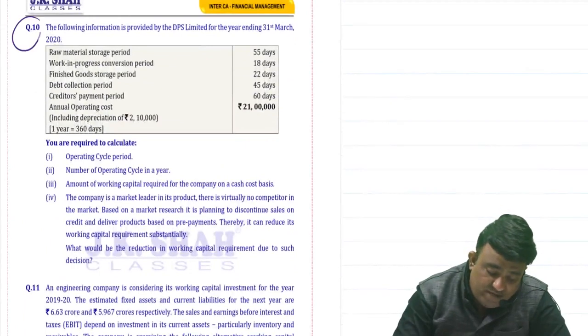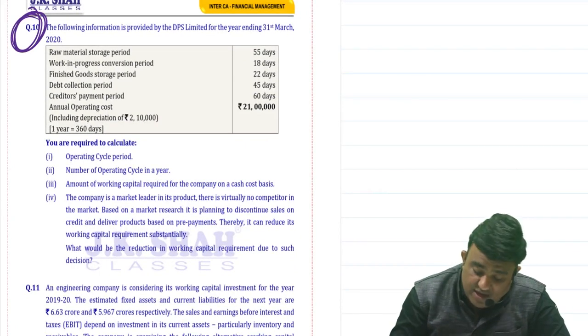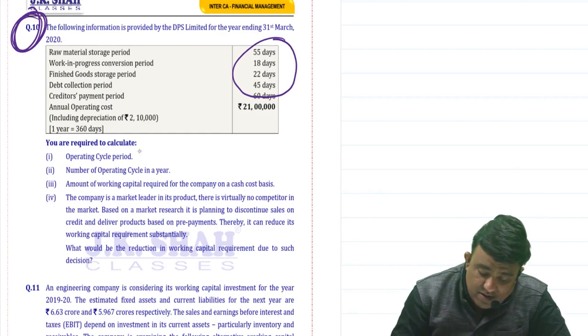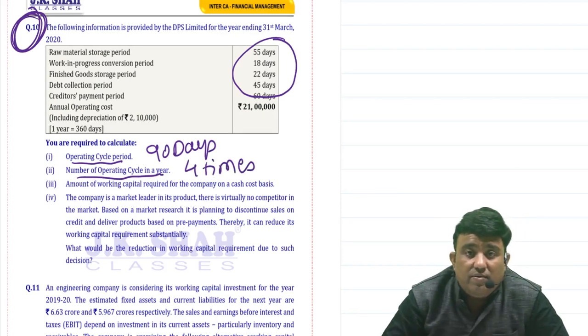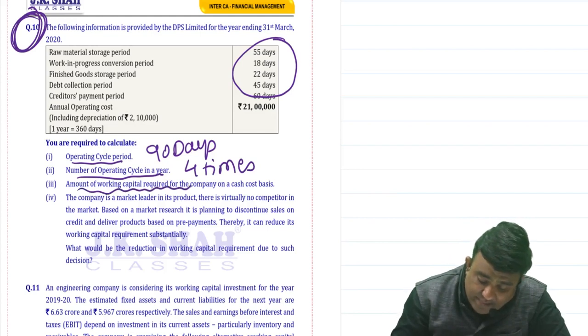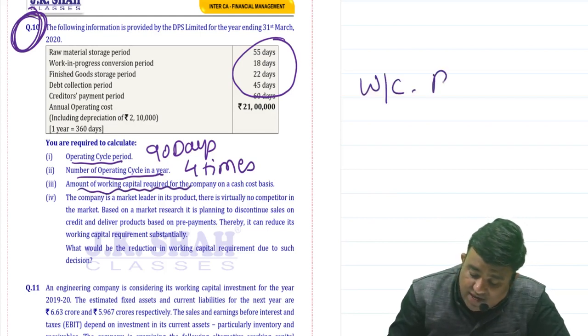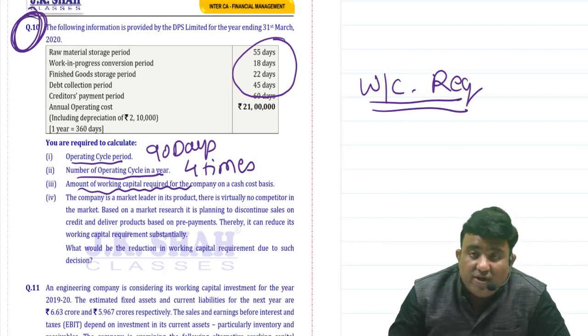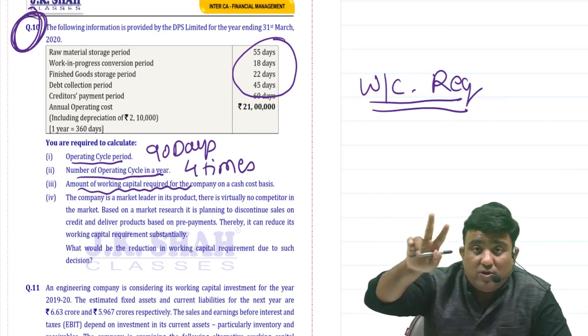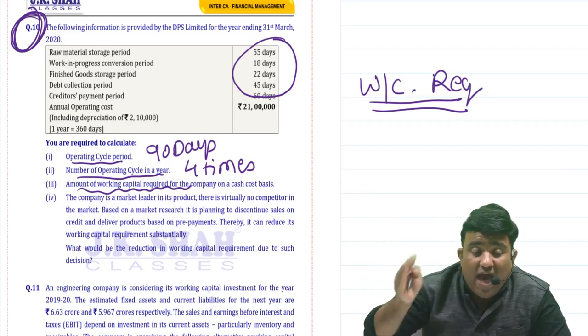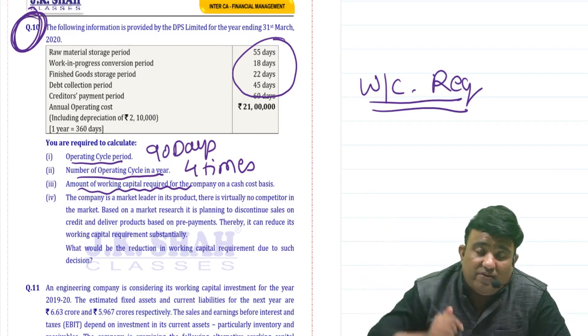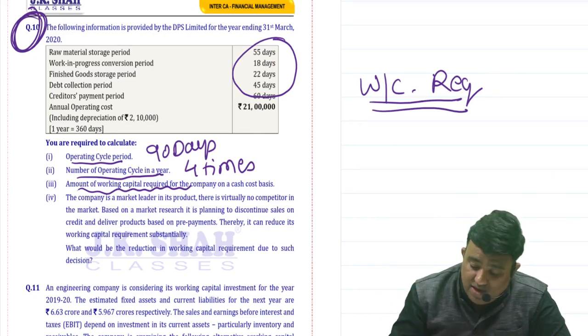Question 10, student, again very important from an exam viewpoint. Here everything is given, but with this operating cycle, the number of operating cycles will be ready. For example, this is 90 days, and the number of cycles will be 4 times. Am I clear, everyone? But the important point is the amount of working capital. Student, here the amount of working capital is based on the ad hoc approach. Working capital can be derived in two ways. One is a detailed approach, whereby we prepare a statement and derive the working capital requirement that is submitted to the bank. But here it's ad hoc.